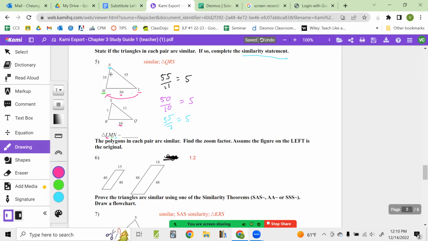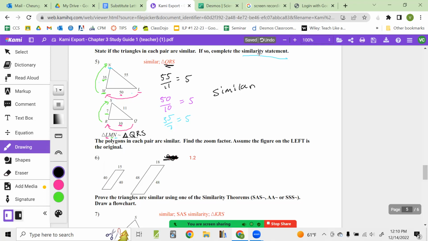And this is M to N, green to blue. So I'm going to use green, this one. For that 35, that's the smallest one. So the smallest one is the 7, right? So that means we're going to have to follow this order, Q to R, and then R to S. So it's based on the size. And that's why our final answer is going to be similar to triangle QRS, as it says up here. So yes, they're similar.